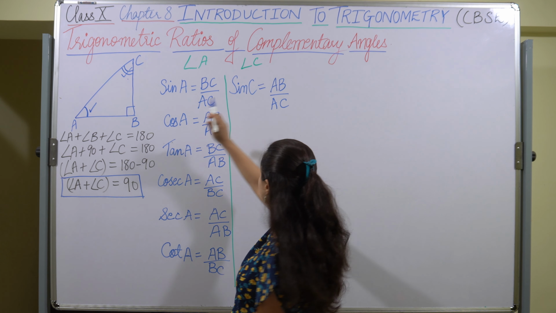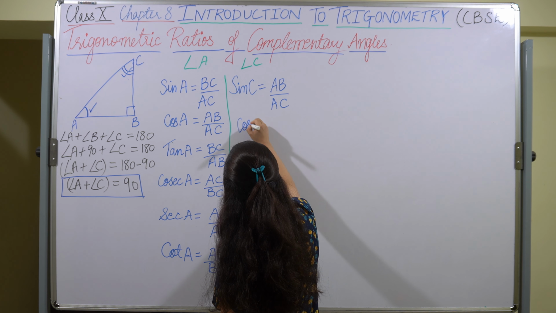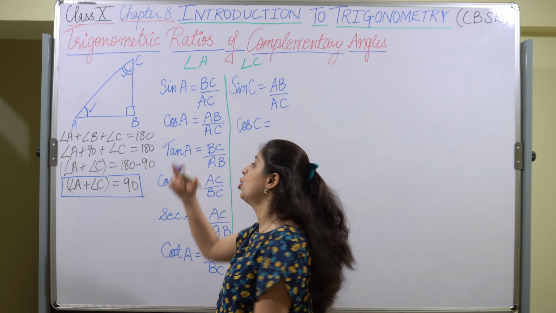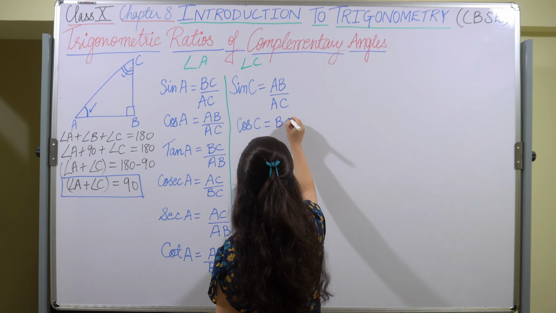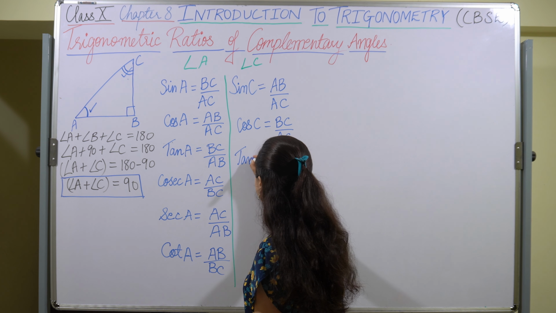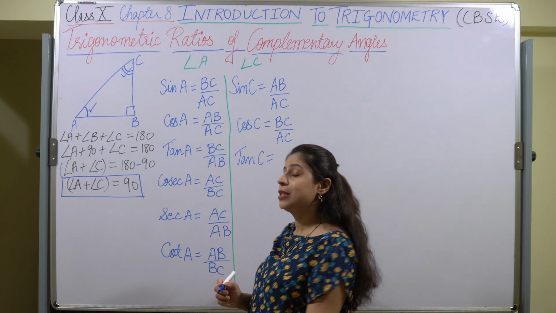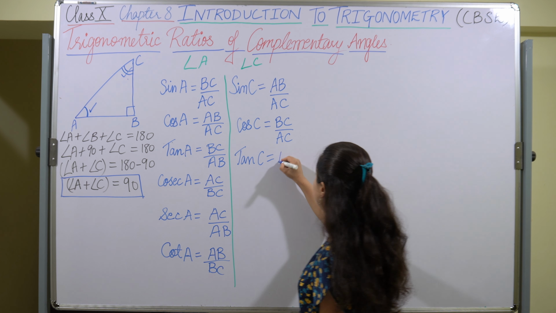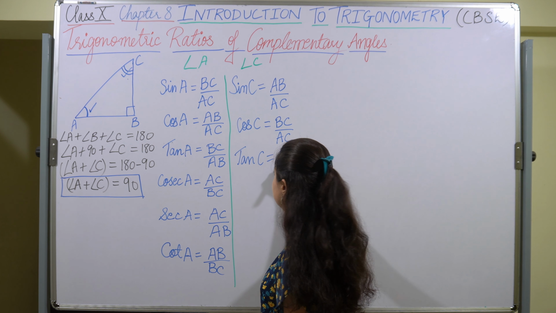Now, next comes cos C. Cos is base upon hypotenuse. So, base is BC, hypotenuse is AC. Then comes tan. Tan is given by perpendicular upon base. So, perpendicular is AB and base is BC.